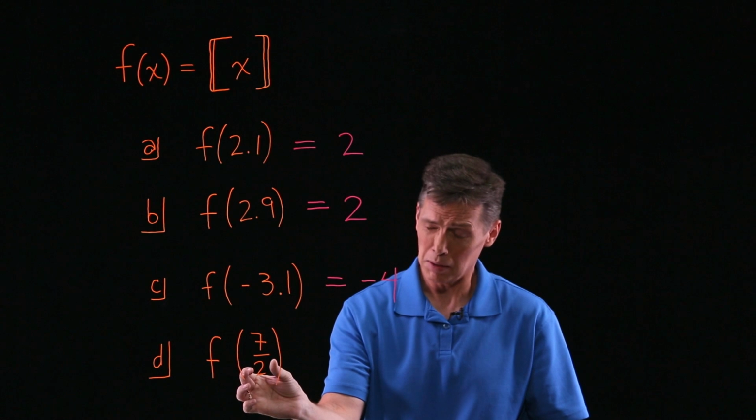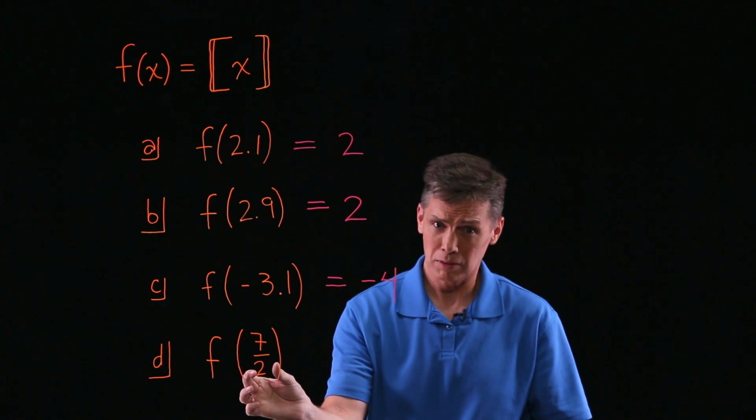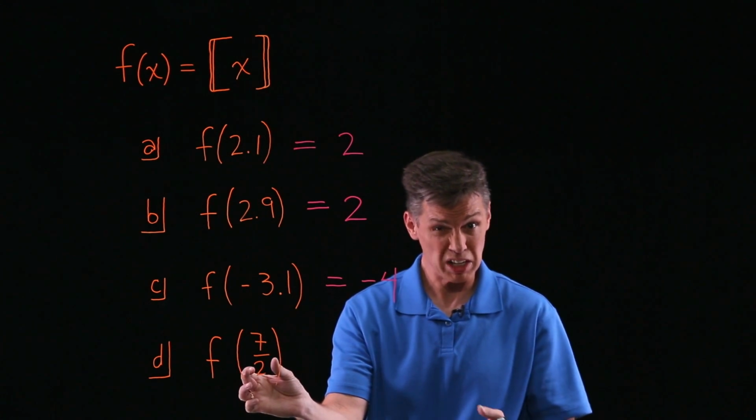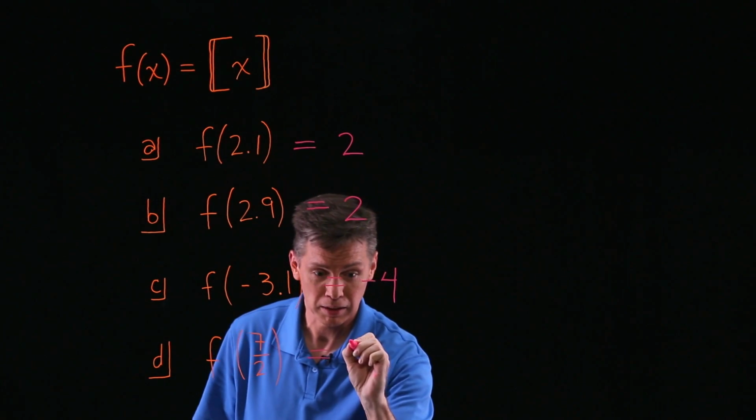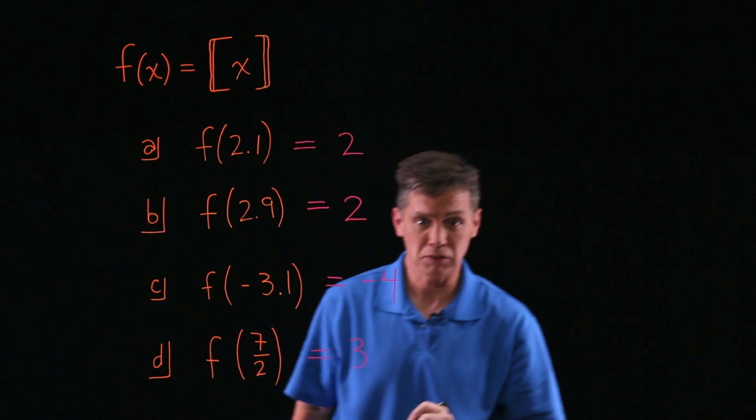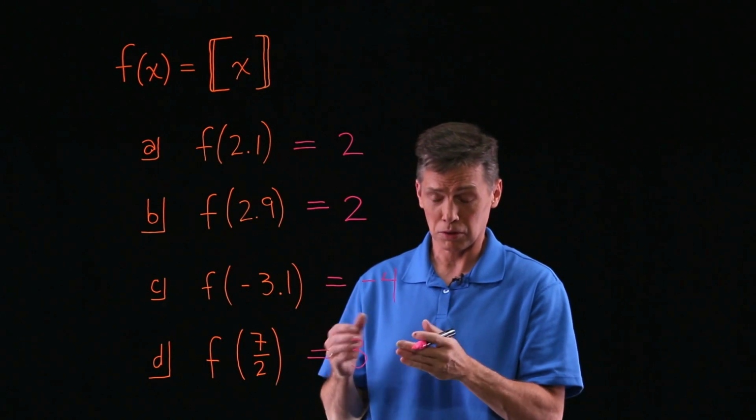All right, finally for this one, they threw a fraction at us, but all I'm going to do is realize in my head that 7 halves is 3.5, right? 3 and a half. So I'm going to take that half, put it in my piggy bank, and my answer for the greatest integer function there is 3.